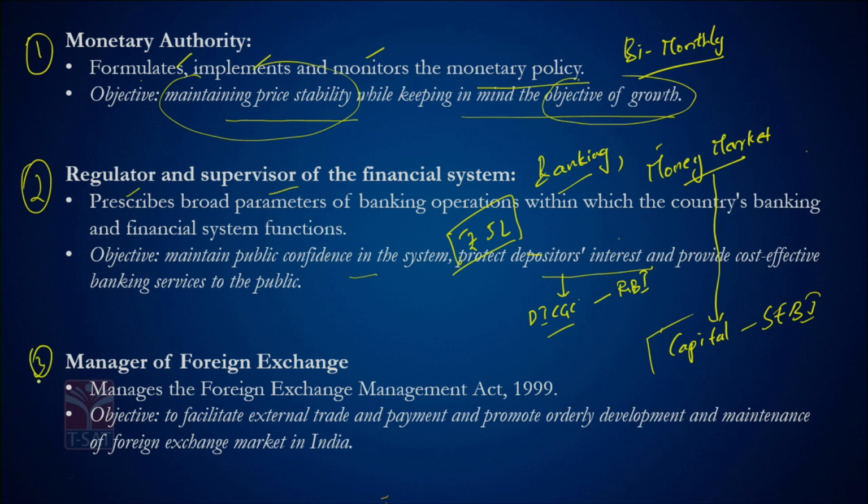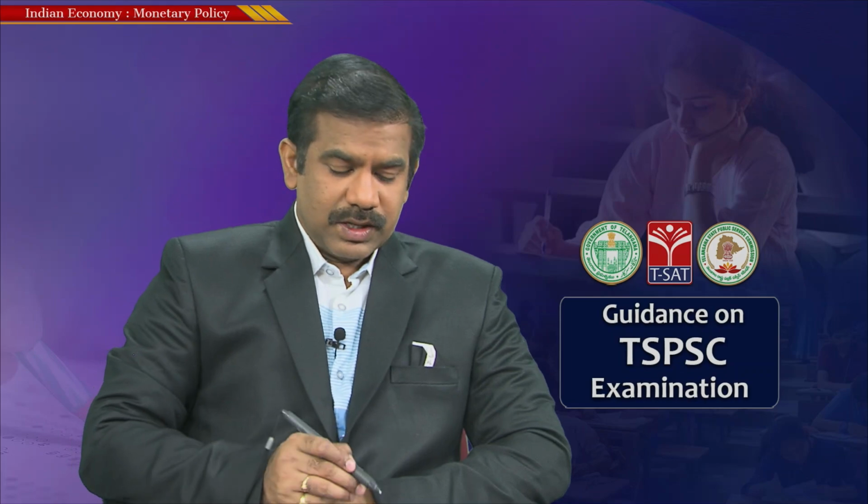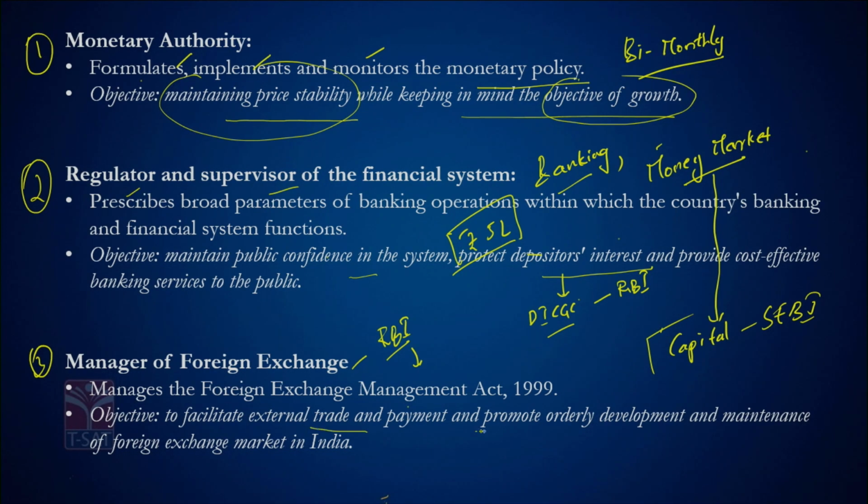The third is manager of forex reserves. In fact, the custodian of forex reserves in India happens to be RBI. Many of you might have noticed that almost every Friday evening, the RBI makes an announcement of the total forex reserves accumulated by the end of the week. RBI also plays a very important role in managing forex and stabilizing the Indian rupee with respect to foreign currency, and acts as custodian of forex reserves. The objective is to facilitate external trade and payment and promote orderly development and maintenance of the foreign exchange market in India. That's the third important function RBI performs.